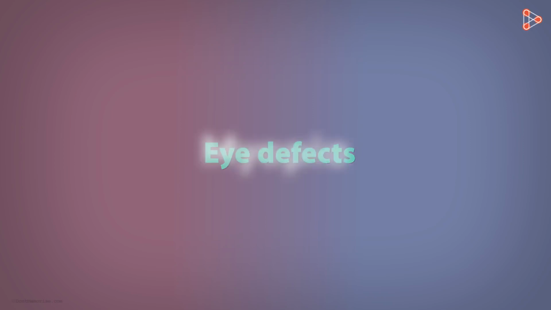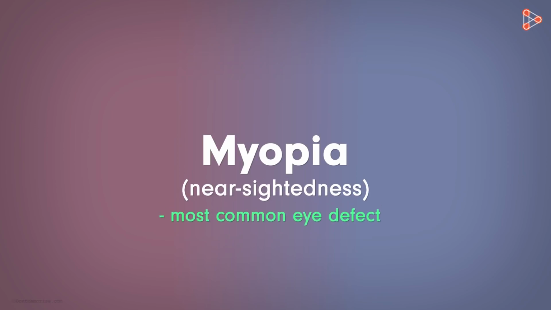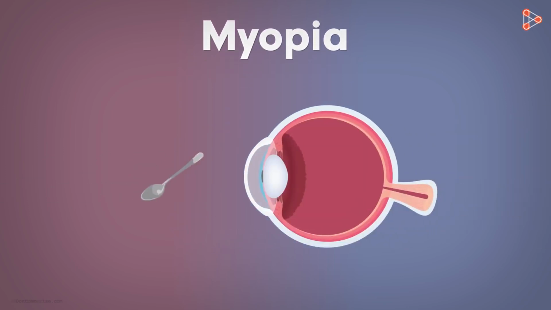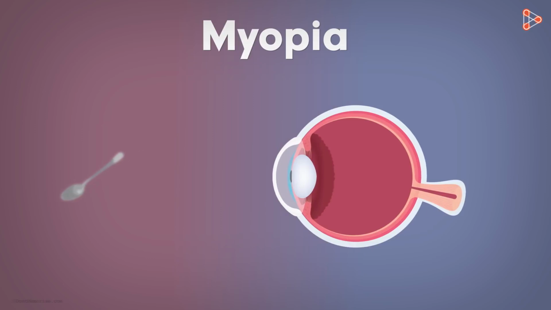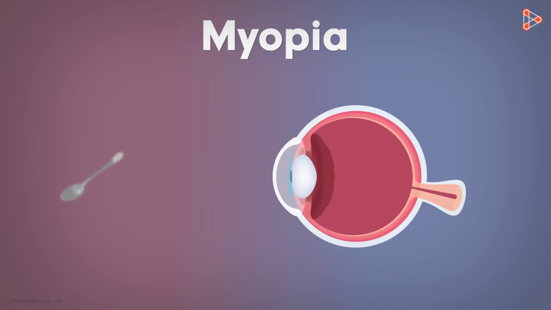Let's start with myopia first. It is one of the most common eye defects and it's also called nearsightedness. It's a condition of the eye in which nearby objects are visible clearly, but distant objects are blurry. How does the light propagate inside a myopic eye? Well, the light from the nearer objects travels in the usual way. It gets focused on the retina only. No problems there.